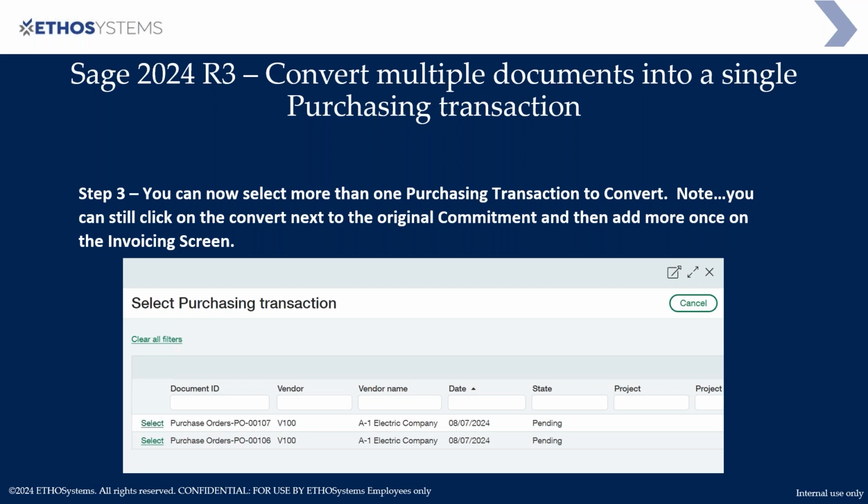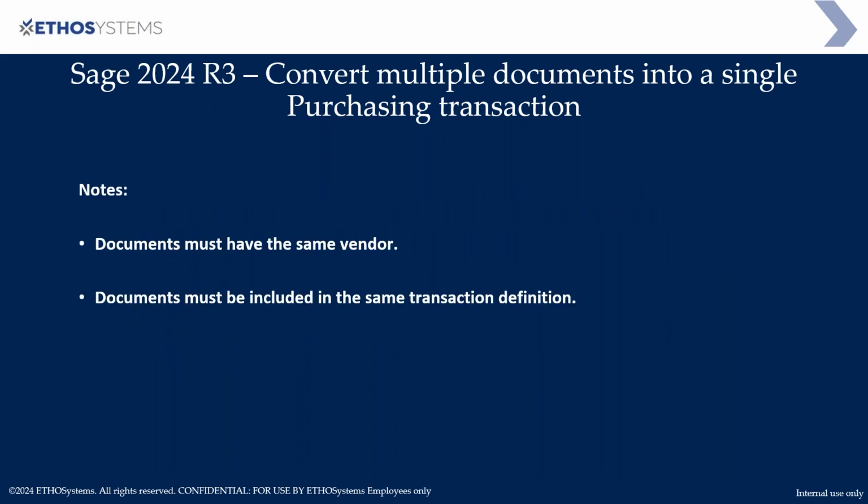Now, what ends up happening is you select, in this case, the first one, and then if I went back in here, it would show me any other purchase orders for that vendor. So it is specific. The documents must be the same vendor. You can't have two different POs coming onto one invoice from different vendors, and it has to be from the same transaction definition. So you couldn't have one that came from purchase orders, another one that came from commitments. It has to be from the same transaction definition to show up in there.